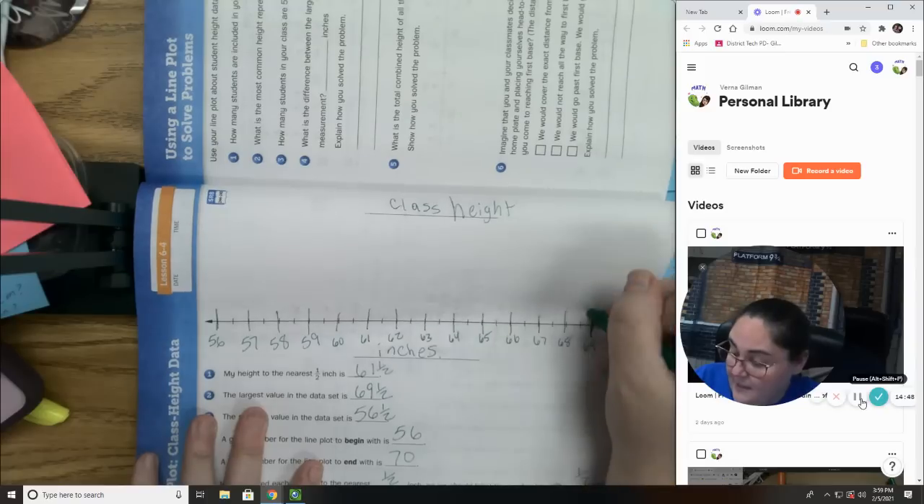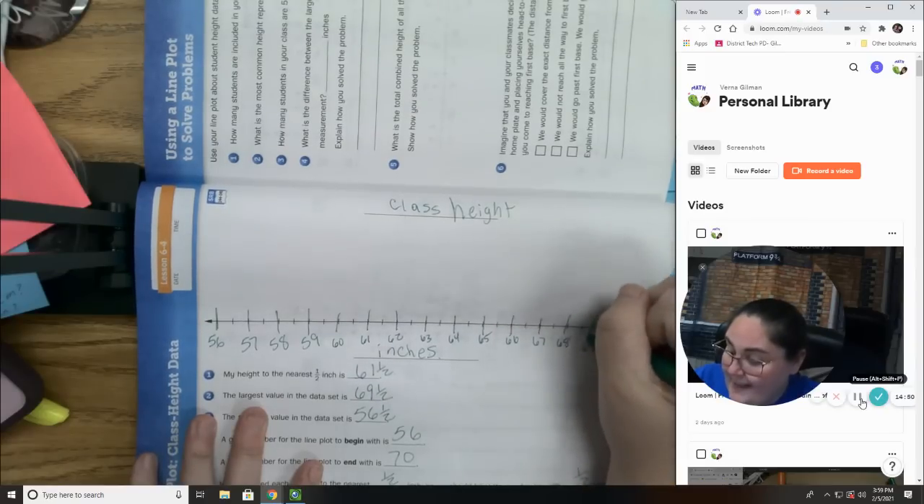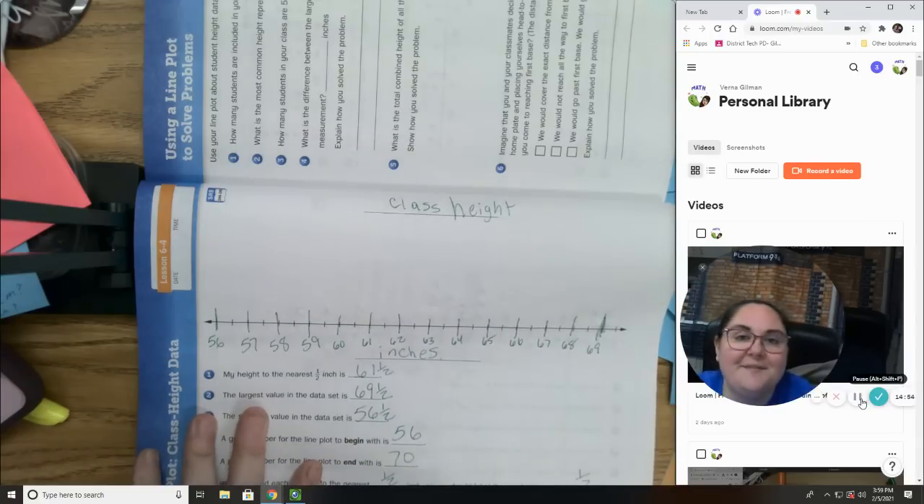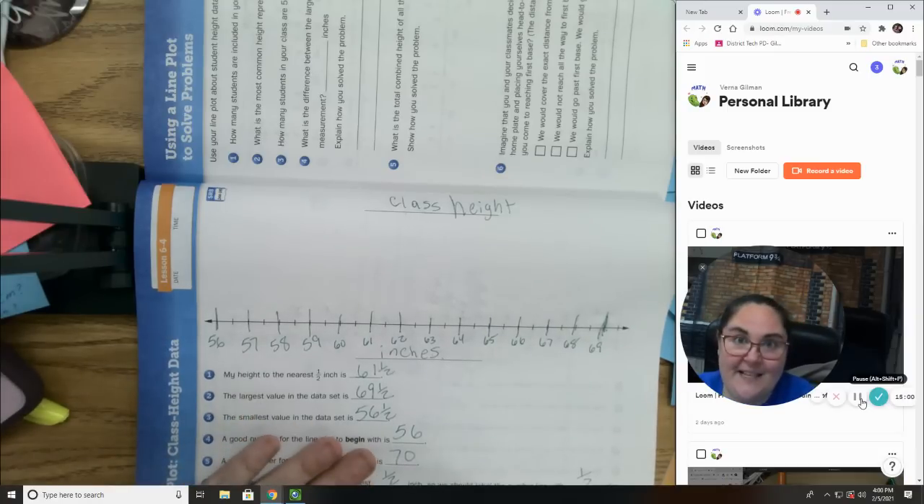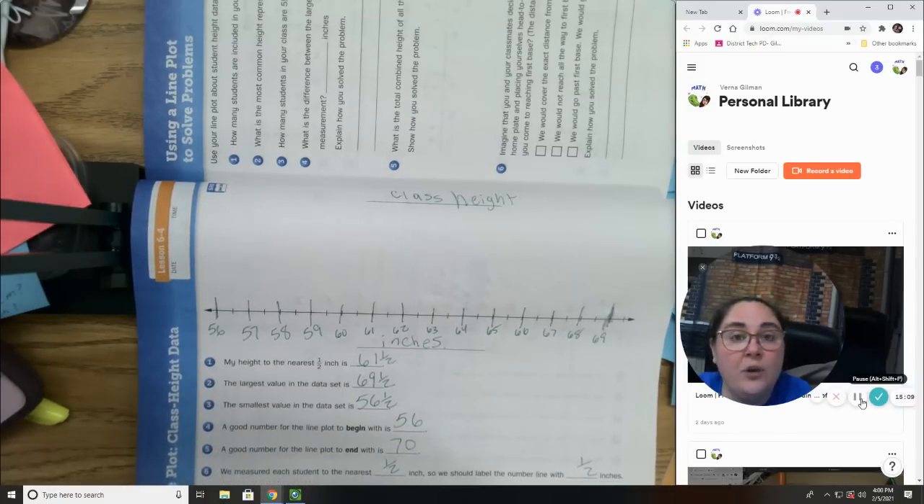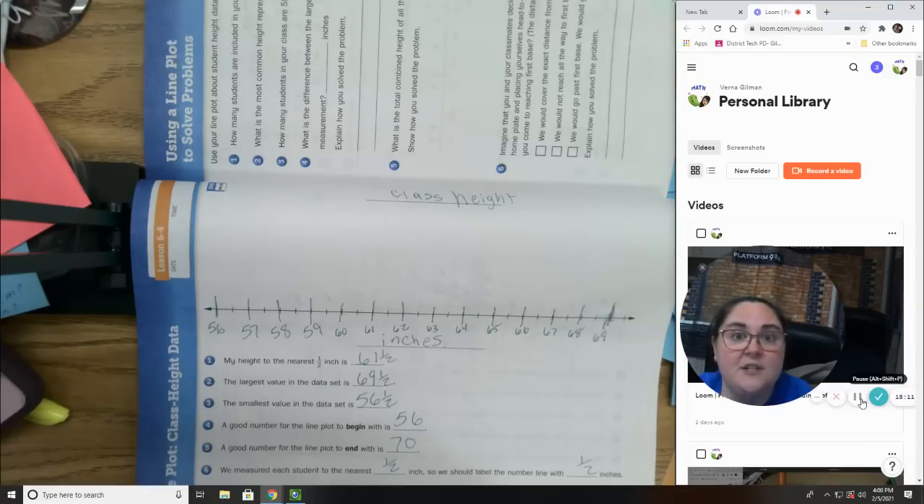Now, I finished labeling my number line, and it ended up right at 69.5. So it's a good thing my student wasn't taller. It's a perfect little line to stop with. Awesome. So now I have to put my data in. And this is where it's going to get tricky. I'm going to put on the screen a list of all of the heights, and I want you to try to put the data on the data chart. I will pause it so you can do that, okay?